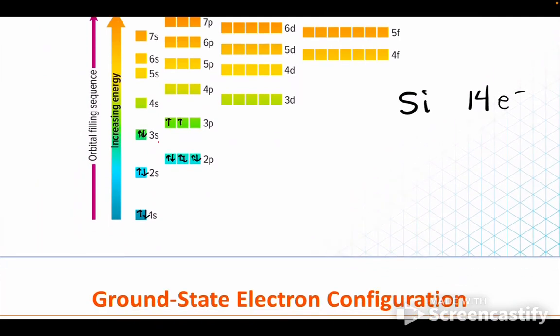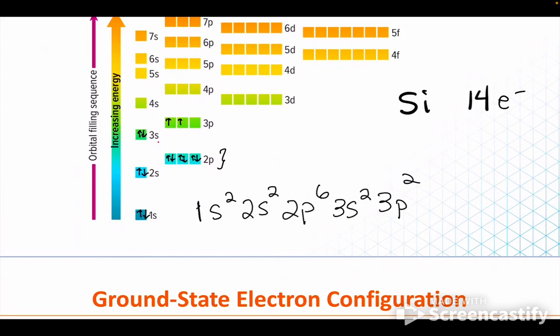So I'm going to translate this now. So it would be 1s2, those 2 electrons in the first energy level, 2s2, 2 electrons in the second energy level in the s sublevel, 2p6 is these 6 electrons right here, 3s2, and then 3p2.